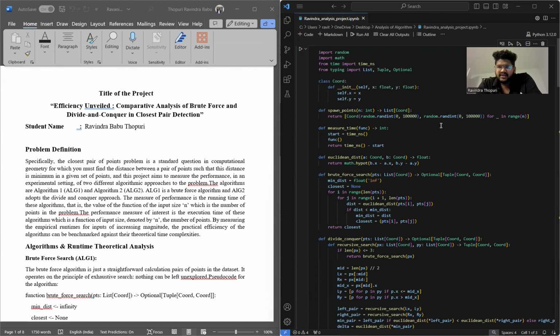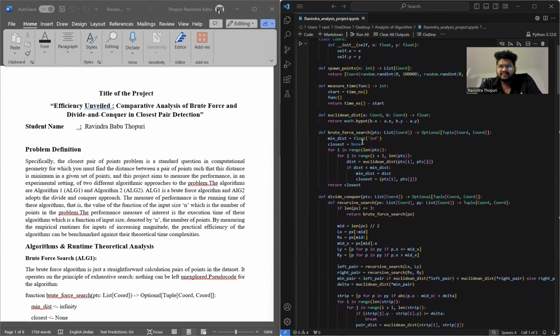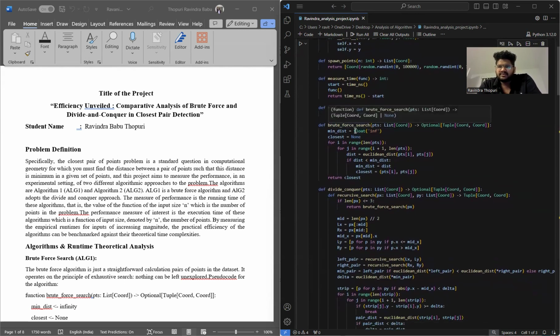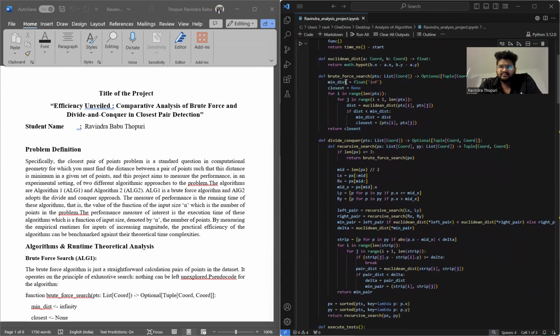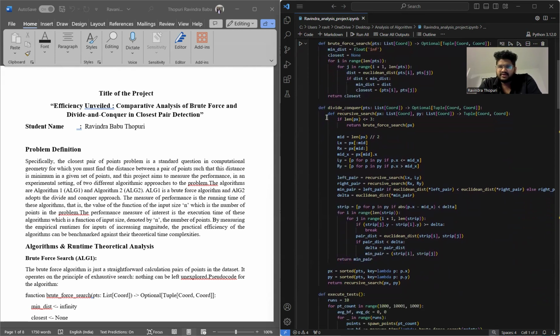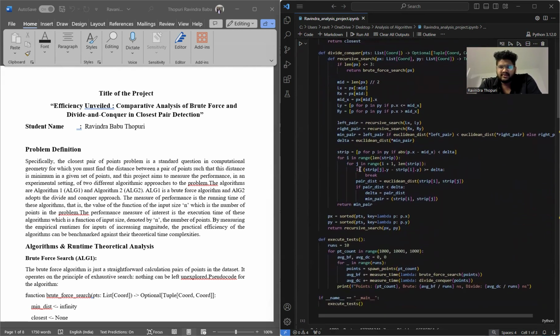Here you can see the coordinates, the x and y axis. After that you can see the range of points from 1,000 to 10,000. Now here you can see the brute force approach code. This is the code to find the closest pair in the brute force method, and here it is for the divide and conquer method.